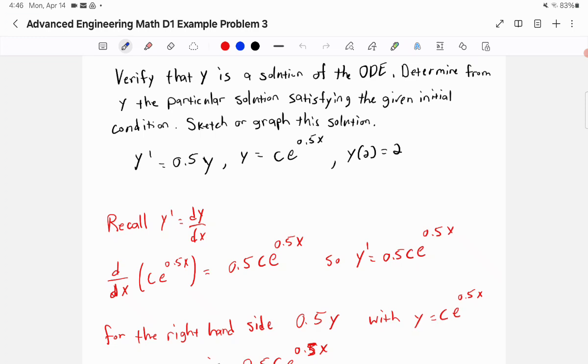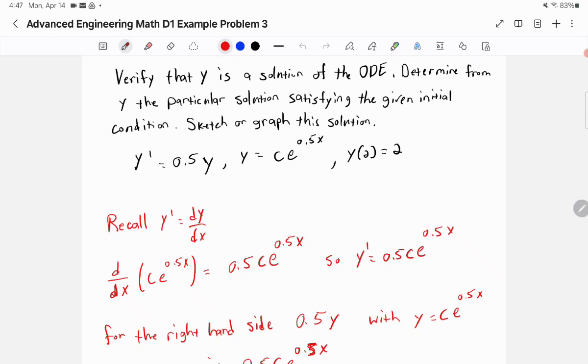This is Day 1 example problem number 3. Verify that y is a solution of the ordinary differential equation. Determine from y the particular solution satisfying the given initial condition. Sketch or graph this solution. Now this is going to be similar to the last example problem, except that now we also need to find the value for the constant c here.